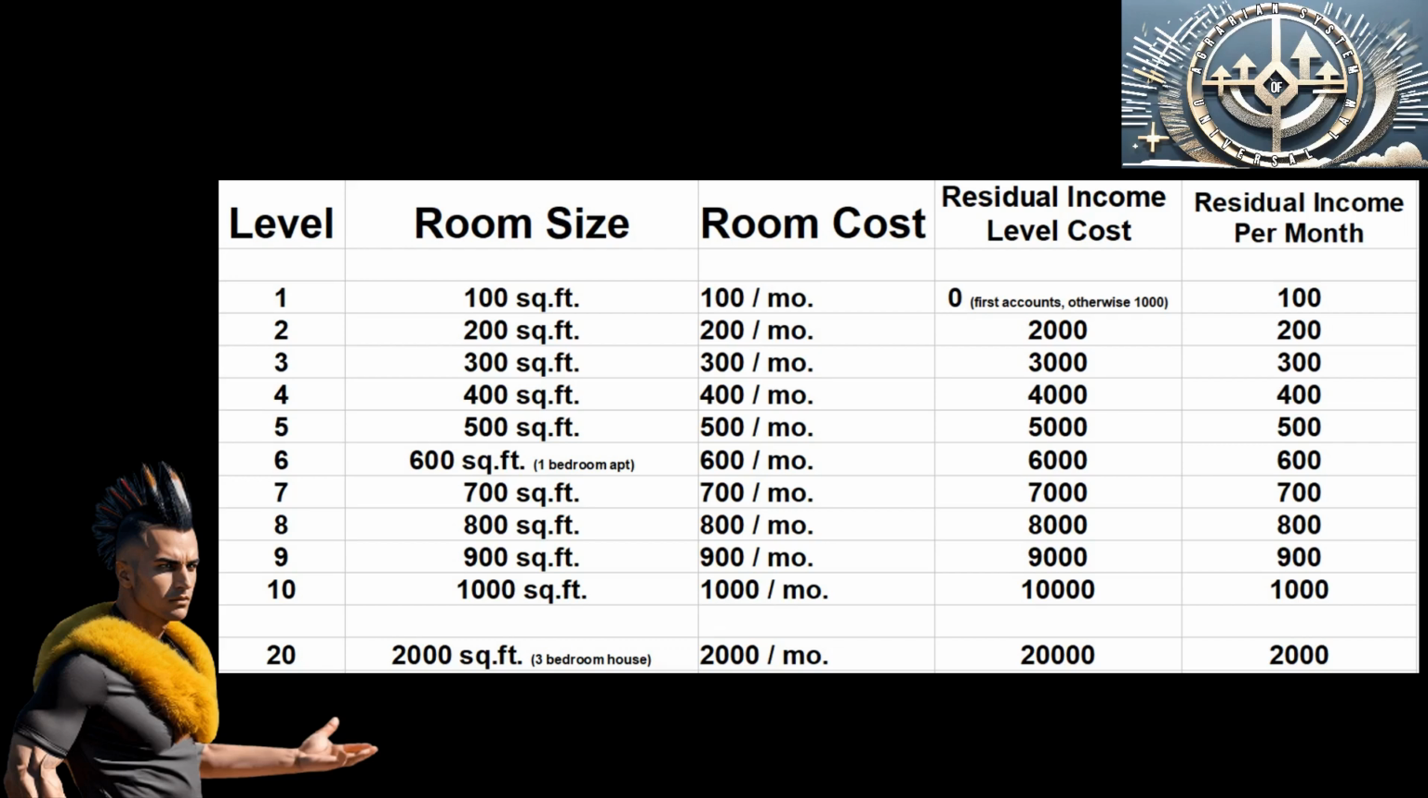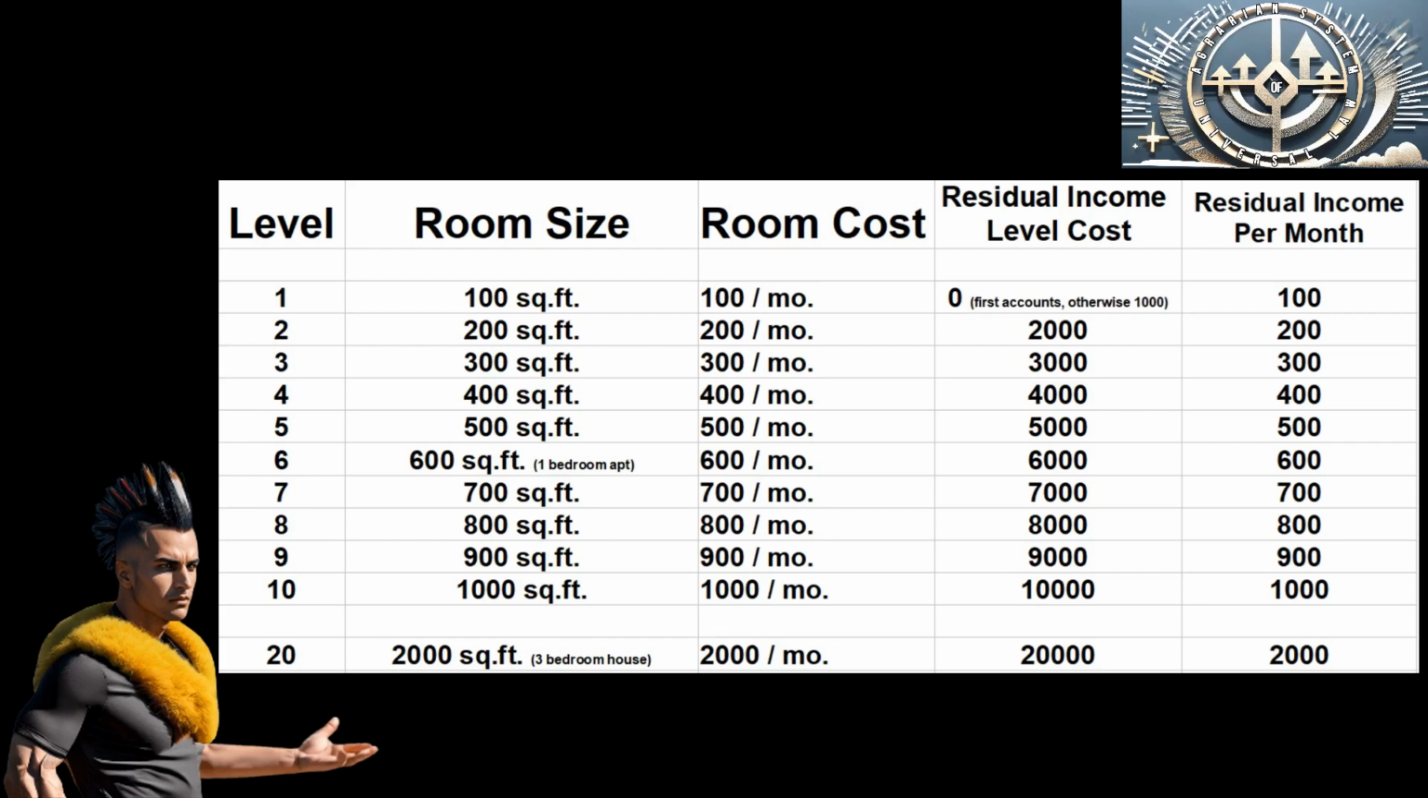Let's say then that you wanted to move up to a 600 square foot 1-bedroom. We would then have to purchase each residual income level one by one, until we are able to purchase Level 6 in this case, to have access to a Level 6 residential or room account. A Level 6 residual income account is converted into a Level 6 room account. A Level 6 residual income account provides $600 per month, and a Level 6 1-bedroom at 600 square feet of residential space costs $600 per month.